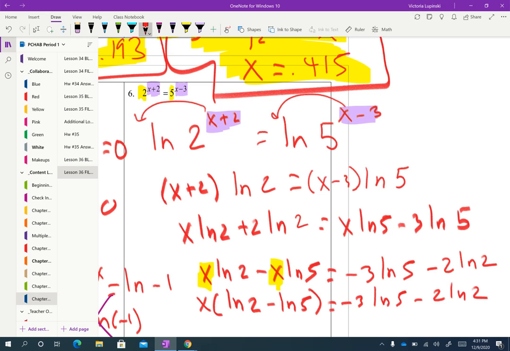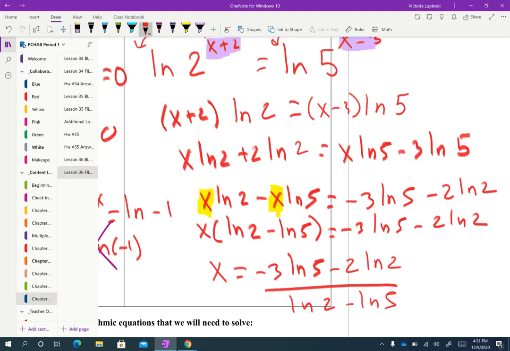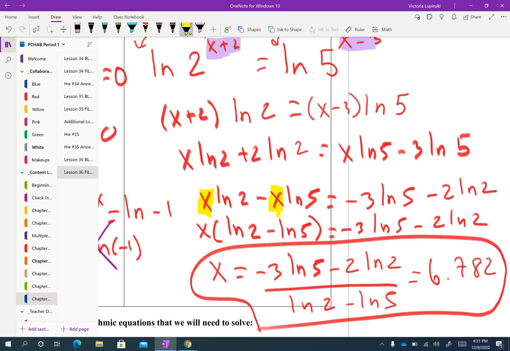And in your final answer, to get the x all by itself, you're going to have to divide the right side, which is -3 ln 5 minus 2 ln 2, all divided by ln 2 minus ln 5. And believe it or not, that is the answer. And again, that's the exact answer, which more than likely would be acceptable. But if you were going to calculate the decimal approximation, make sure you do the entire numerator, hit enter, then divide by the entire denominator, which you'd put in parentheses, and that would give you a final answer of 6.782. And again, make sure that you round that to exactly 3 decimal places.